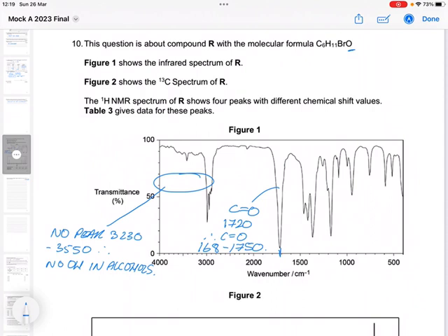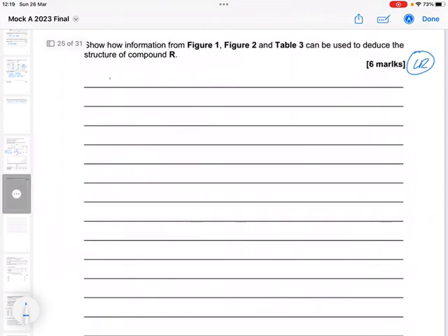I know from the infrared spectroscopy that it is not an alcohol, but it does have a carbonyl. So I'm just going to pop that down here. So it is not an alcohol, but it does have a carbonyl. That's just from Figure 1.